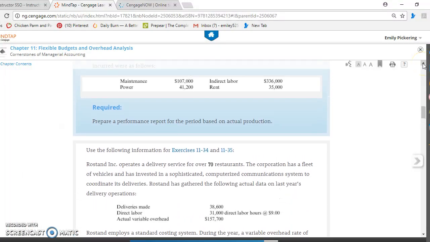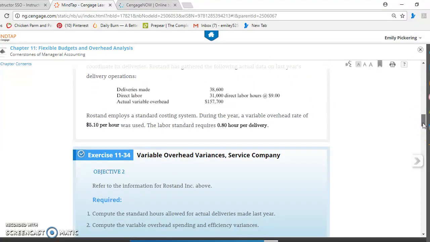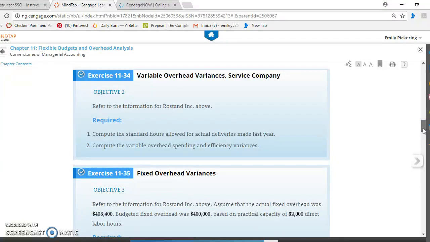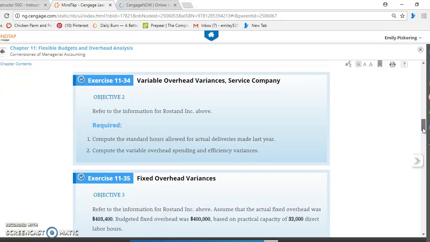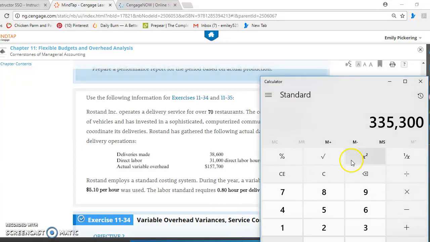All right, let's take a look at the next one. So we are looking at variable overhead variances, number 34. Okay, so in this one, we want the standard hours for actual deliveries made this year. And we have deliveries made, which was 38,600. And our labor standard requires 0.8 hours per delivery. So if we do the math on that one, 38,600 times 0.8, we should have 30,880 direct labor hours for that.